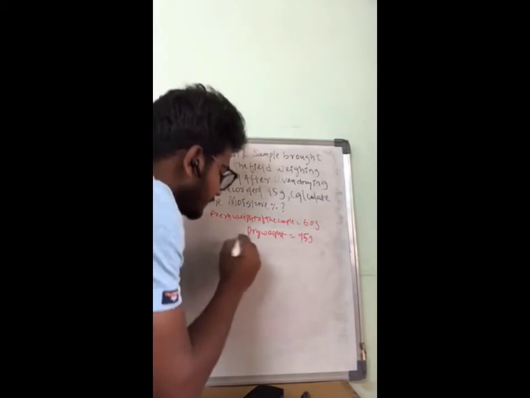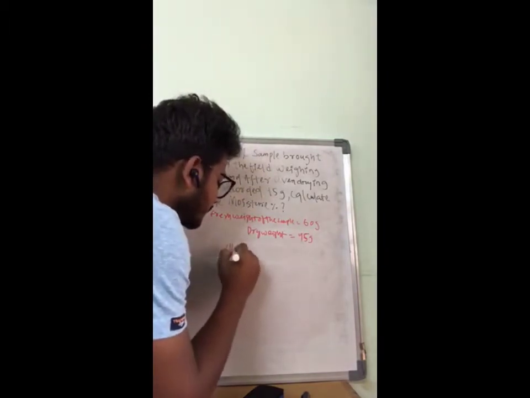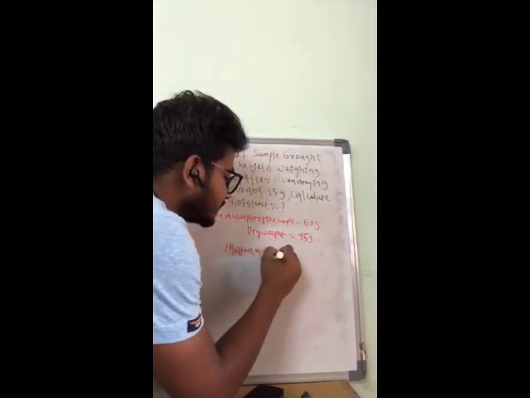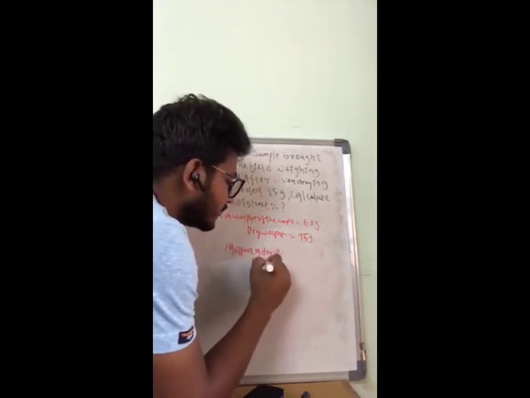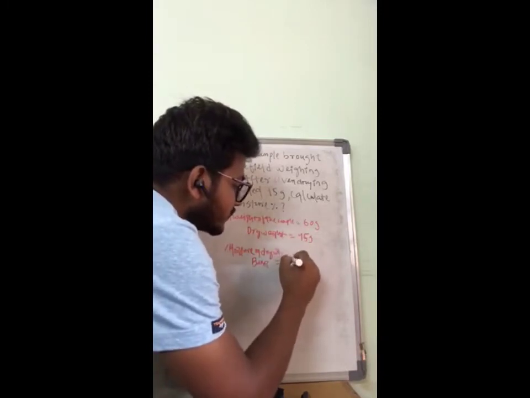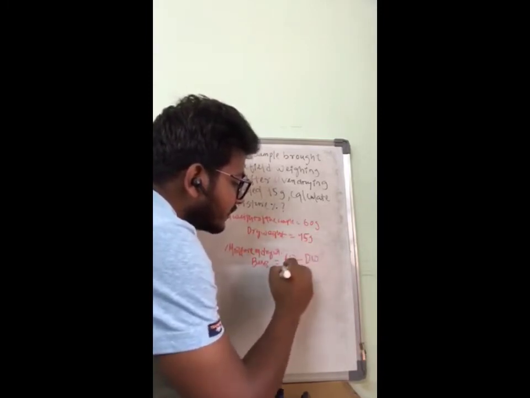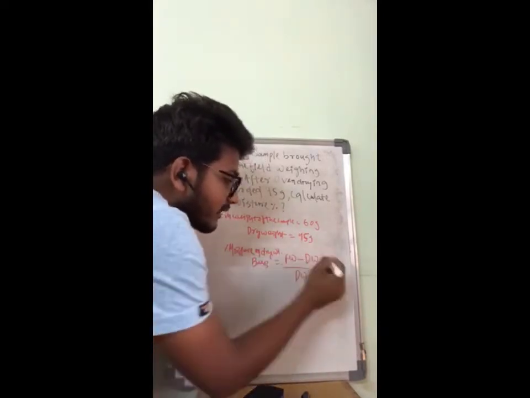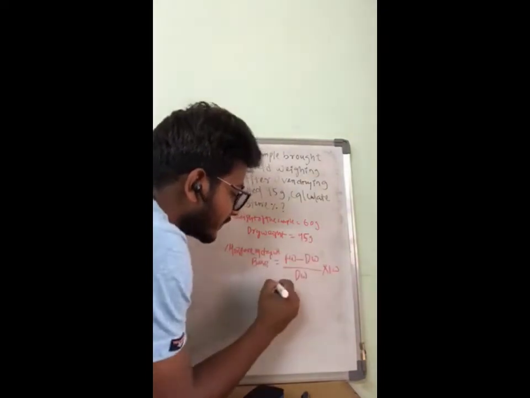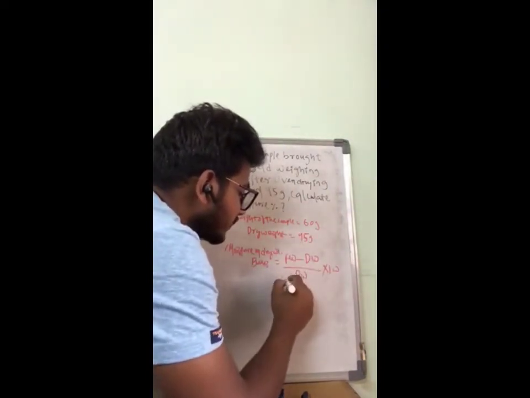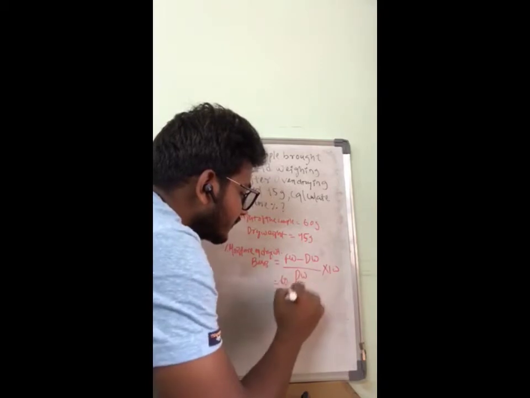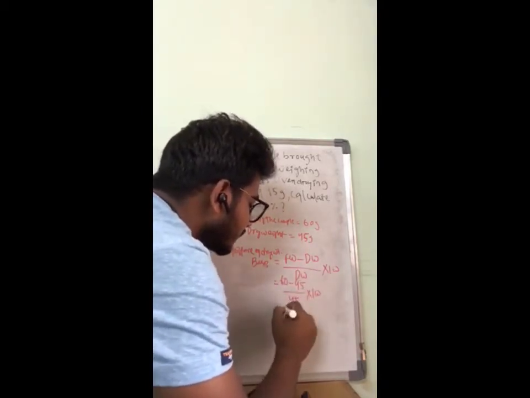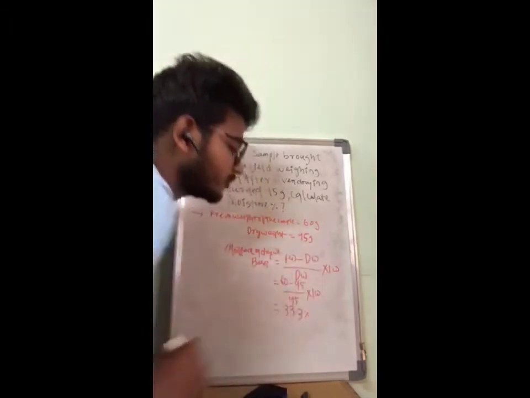The formula is: percentage moisture on dry weight basis is equal to fresh weight minus dry weight, divided by dry weight, because it is based on dry weight basis, times 100. The fresh weight is given, so 60 minus 45, divided by 45, times 100. You will get 33.3% moisture.